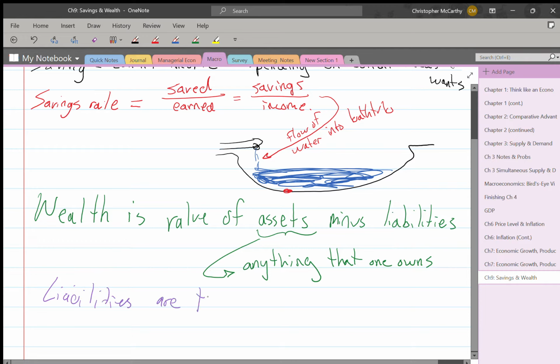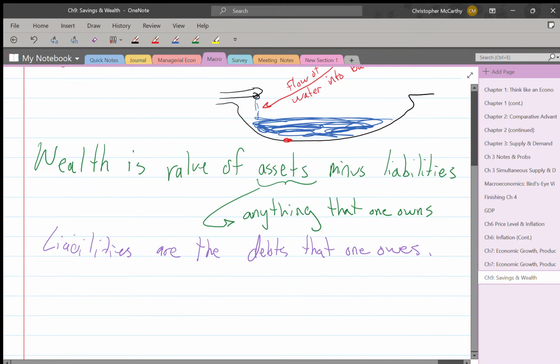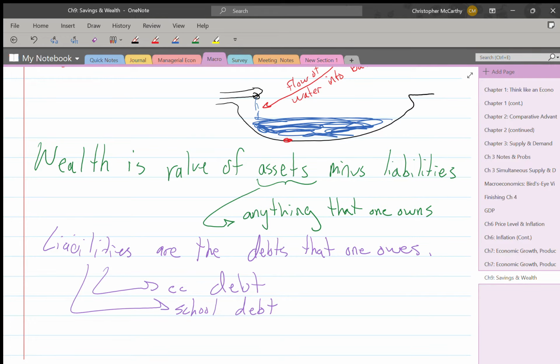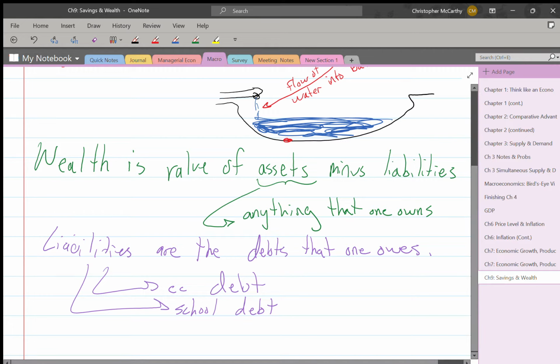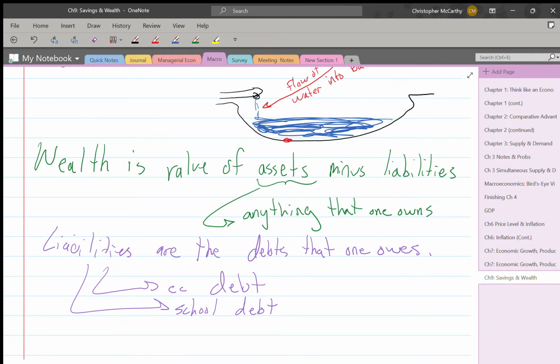Liabilities are the debts that one owes. So liabilities, for most of us, are going to be like credit card debt. It may be some student loan debt, or you might just have debt to the school, right? You might owe the school some money right now that you need to pay before the end of semester. People have debt from mortgages, right? So a lot of times you don't buy a house straight up, you finance the house with a mortgage, and so it's both an asset and a liability. You own the house. Well, the bank owns the house till you pay off the mortgage. You own some of the house. It gets a little complicated.